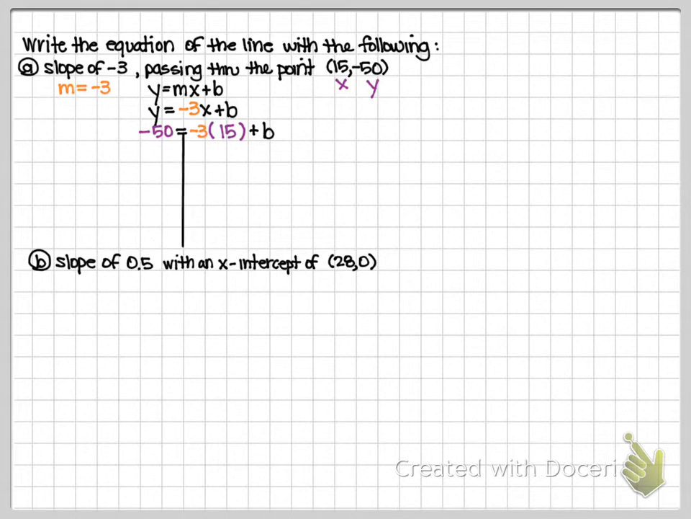This is one of the reasons why I chose the warm-up that I did. So I knew we'd be solving some basic equations. So I'm going to drop my negative 50 down, drop the equal sign, and we're going to have to multiply the negative 3 and the positive 15. Well, we know a negative times positive is a negative, and I know 3 times 15 is 45. Drop down the plus sign and drop down the b.